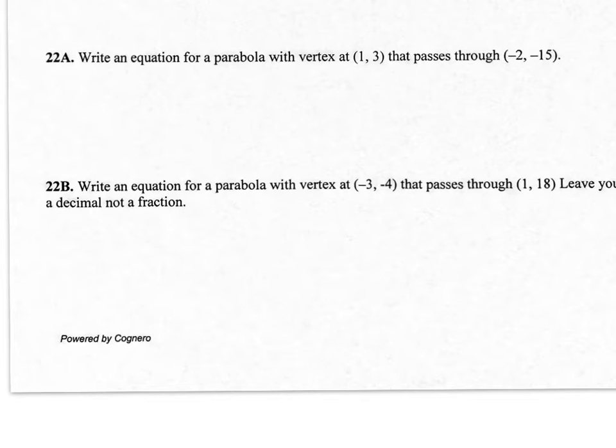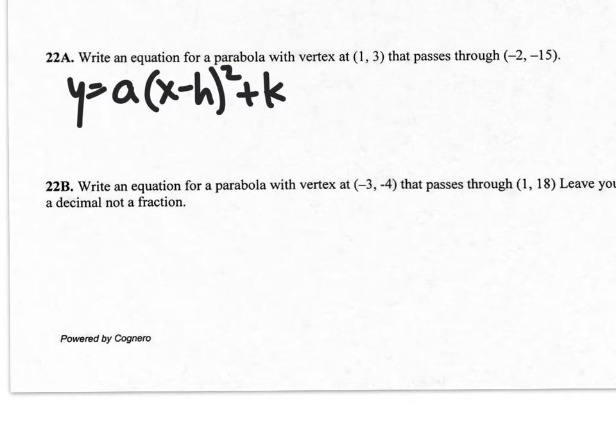That equation is going to be in vertex form, and a vertex form equation is y equals a(x minus h) squared plus k. So if we knew our a value, our h value, and our k value, then we would be able to write the equation. Now, technically, we already know our h and k value. Our h and our k come from the vertex (1, 3).